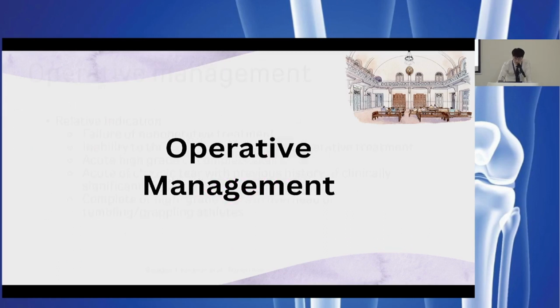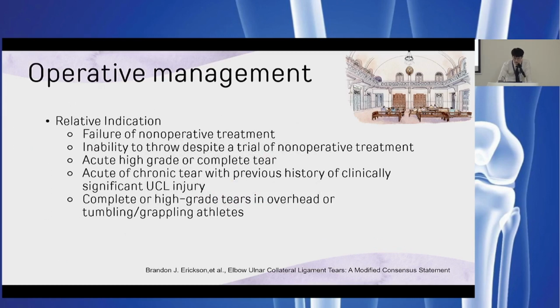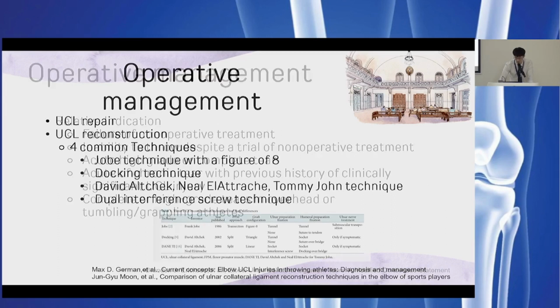About operative treatment, in 2023, a modified consensus technique was conducted among 26 elbow surgeons and 3 physical therapists. They concluded the relative indications for operative management. The first one is failure of non-operative treatment. The second one is inability to throw despite a trial of non-operative treatment. The next is acute high grade or complete tear. The next one is acute on chronic tear with previous history of clinically significant UCL injury. The last one is a complete or high grade tear in an overhead athlete.